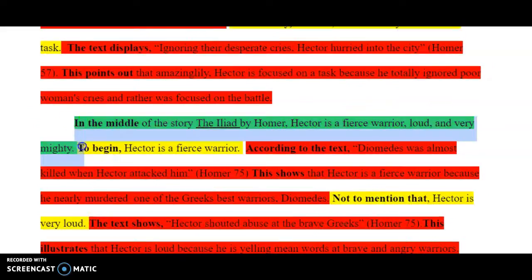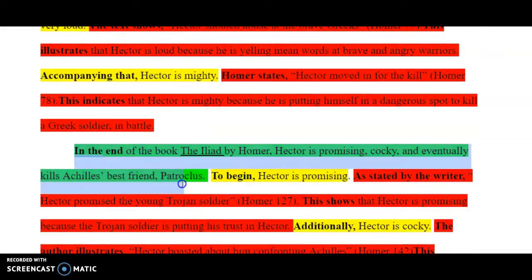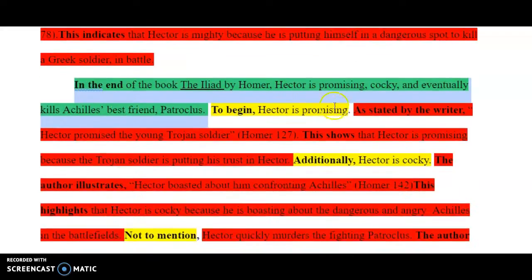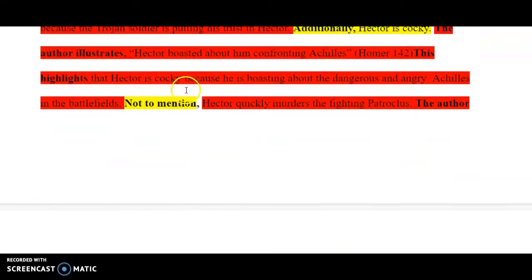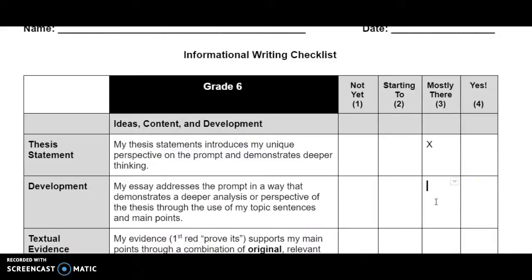Awesome. Second one, in the middle of the story, Hector is fierce, loud, and very mighty. Here we have a fierce warrior, loud, and mighty, and once again, that's answering the prompt. In the end, Hector is promising, cocky, and eventually a murderer, we could say, whatever, right? Here we have, again, that's happening, so he's promising, cocky, and one more, he murders to fight Patroclus, right? So here we have all of those pieces, making sure that they're in the right spot. So I'm going to go back to my checklist, and I'm going to say, absolutely, they're mostly there, right? Again, could we go a little bit deeper with it? Absolutely, but I think this is proficient and looking great.